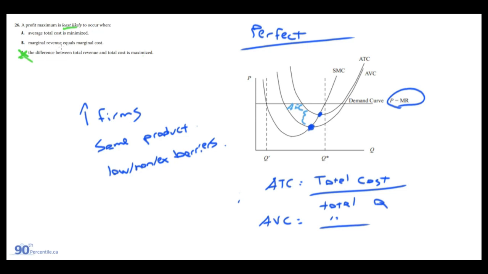For B, we have marginal revenue equals marginal cost. You can see if we look at this graph here, we have marginal revenue, which is your price that is set in the market. And then we have marginal cost right here. So the intersection between these points is right here. And let's assume that the optimal quantity for the firm to produce is always where marginal revenue equals marginal cost.